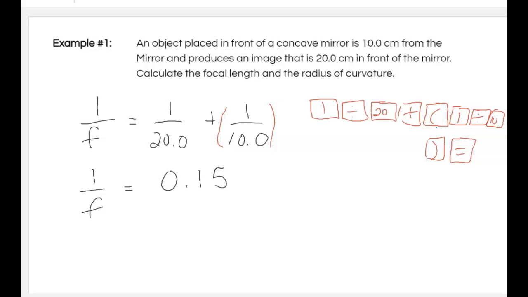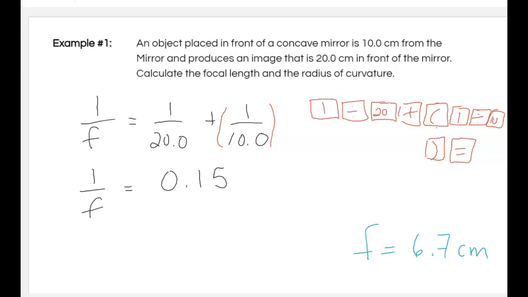0.15. Keep in mind that the last time we solved this problem, the answer we got for our f was 6.7 centimeters, right? And this most definitely is not that. But remember, we haven't solved for f. What we've solved for is 1 over f. So what I'm going to introduce you to right now is a button on your calculator that will allow you to solve for f by just simply pressing a single button.